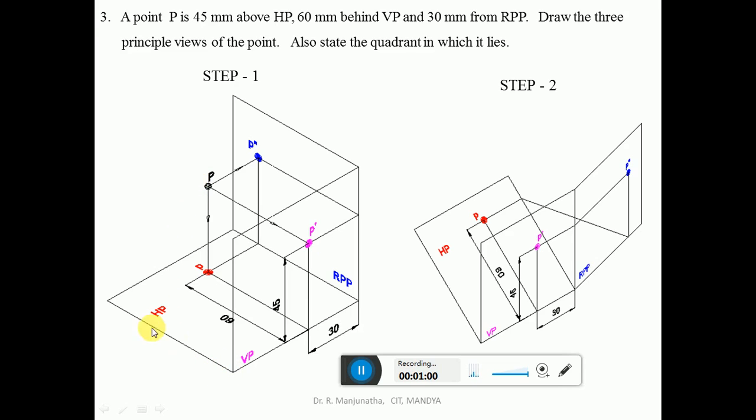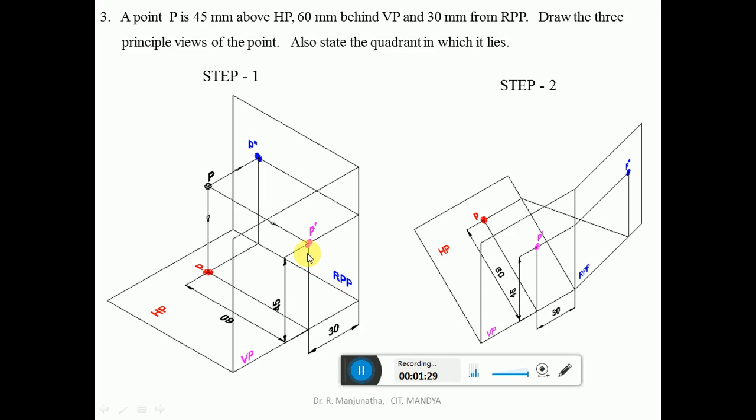So this is the horizontal plane. So this is 0. So this is 90. So it is the horizontal plane towards the left side of the quadrant. So therefore the point which is in space here will be in second quadrant. So the condition for a point to be in the second quadrant is above HP, behind VP. And 30 mm from right profile plane.